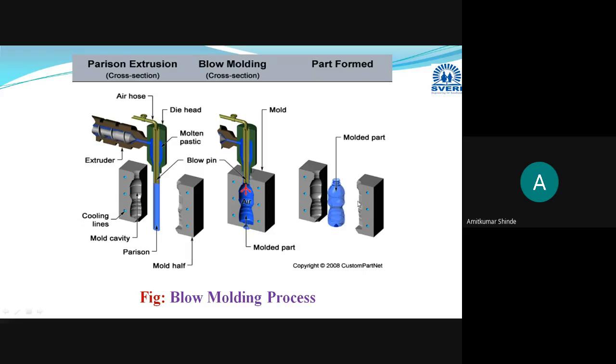Then in the end stage, you have to separate it, and sometimes extra material will get attached to that final product. You have to perform some trimming or finishing operations. So this is your blow molding process. These are the steps involved in the blow molding process.